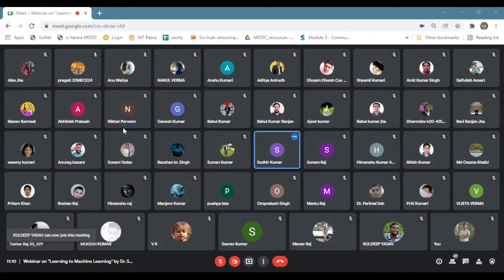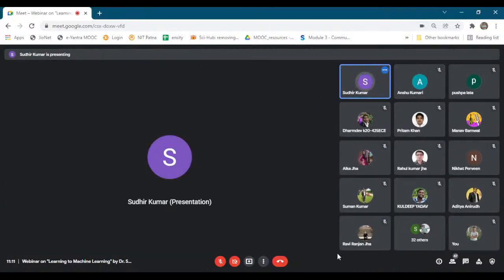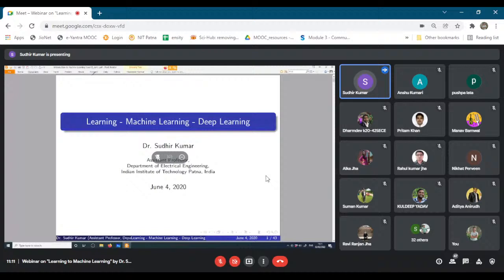So, in today's lecture, we will talk about learning, and then we'll move to machine learning and then deep learning. Okay. Not everyone, but most of you use machine learning and deep learning in today's world, especially for projects. Even for research purposes, we use machine learning and deep learning quite heavily.